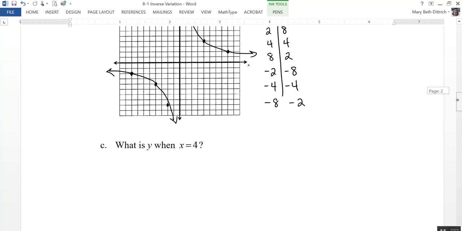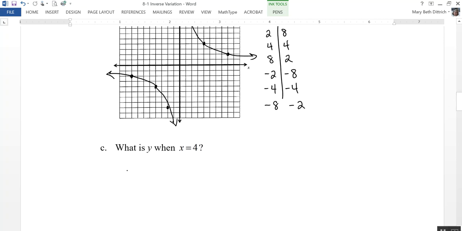And part C here says, what is y when x equals 4? So I have y equals 16 over x. So when x equals 4, y also equals 4.